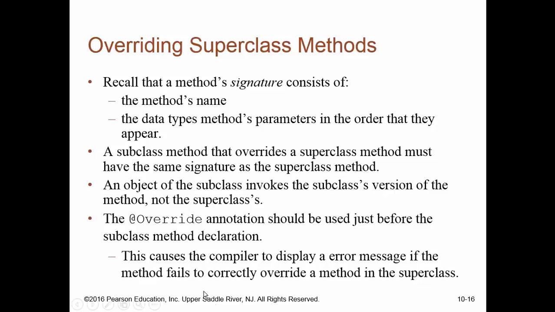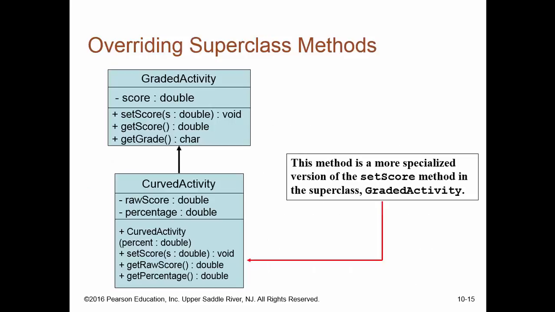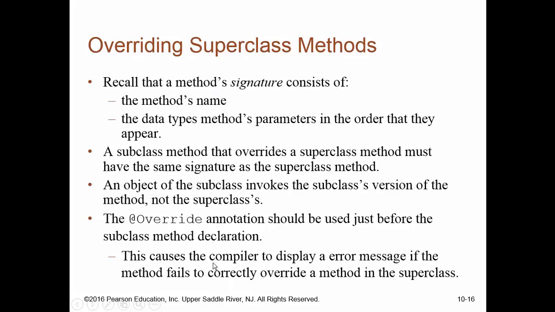Typically, as it says here, you use the @Override annotation just before the subclass method declaration. What that does is, if you screw it up and you don't make sure that this is written exactly like this one is here, the compiler will flag it if you do an incorrect type of override.